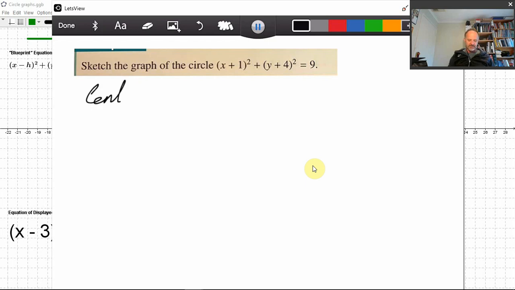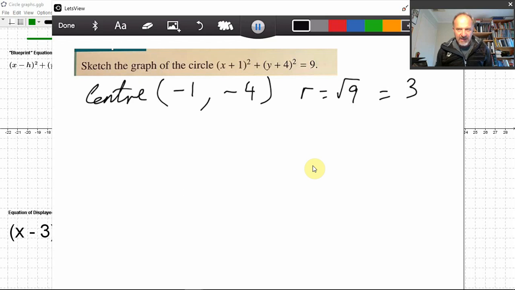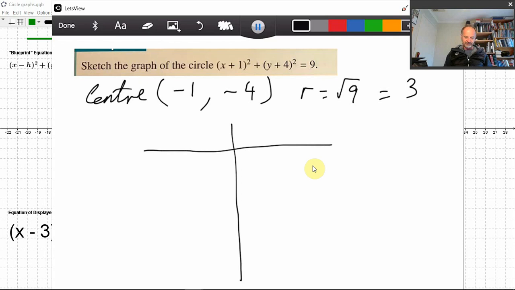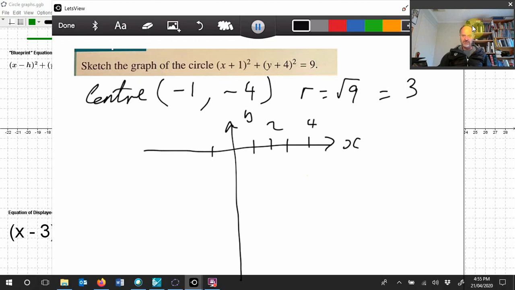So our center: first bracket, -1; second bracket, -4. And the radius, square root of 9, which is 3. So the way that I'm going to show you to sketch is this. So here's our x and y, putting on a bit of a scale on things here.